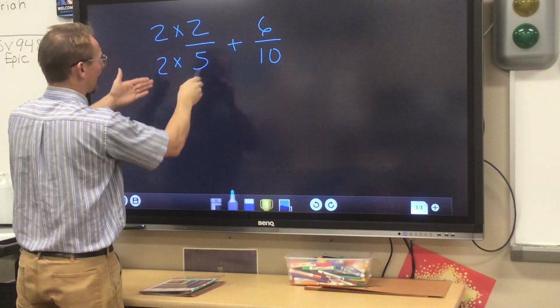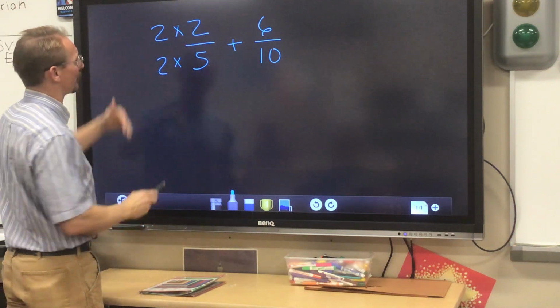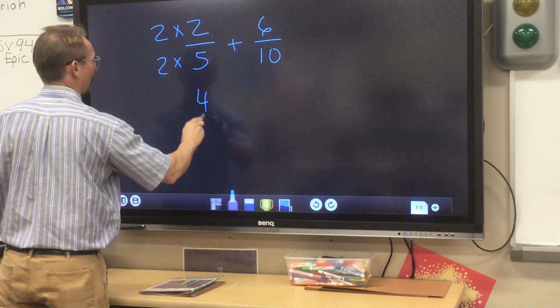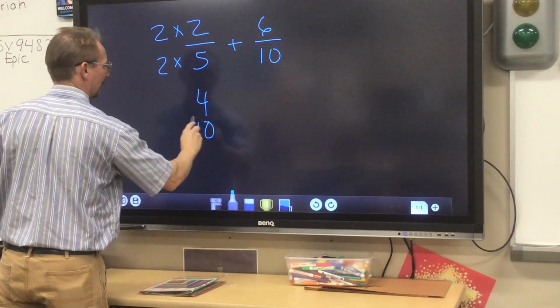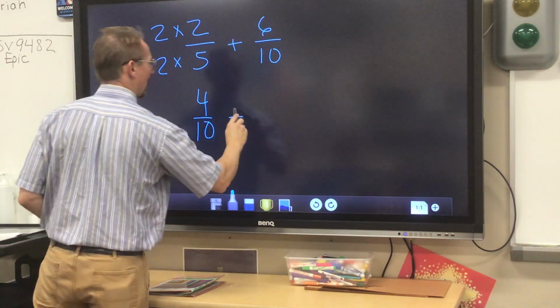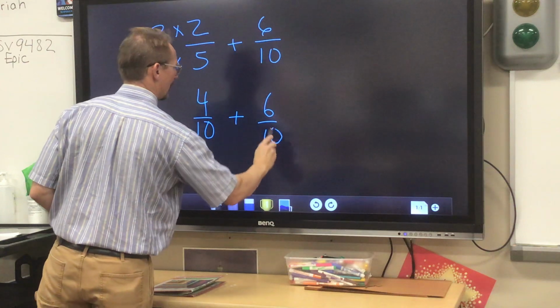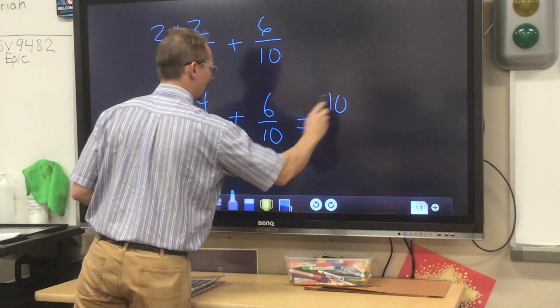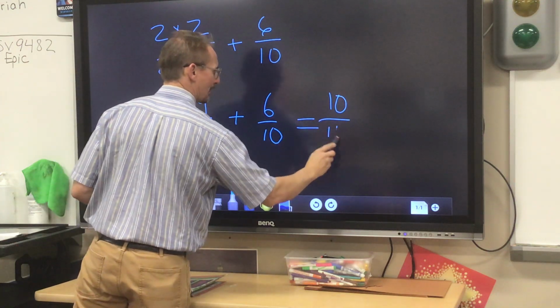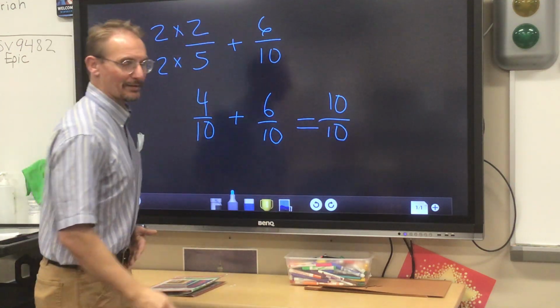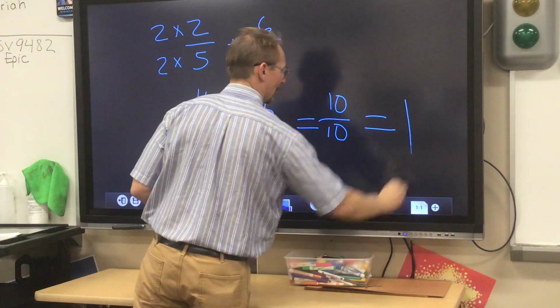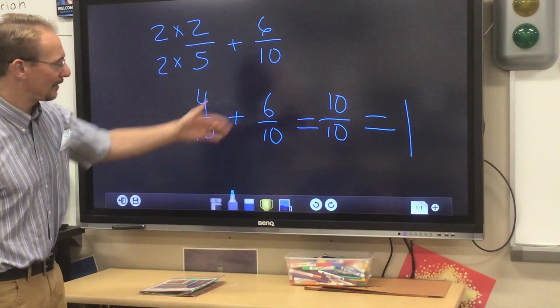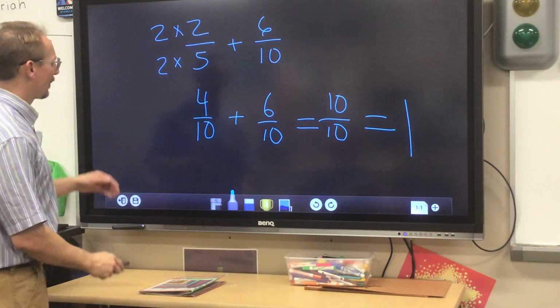So I decide I'm going to times it by 2. Whatever I do to the bottom, I do to the top. 2 times 2 is 4. 2 times 5 is 10. I'm rewriting my fraction here. I'm going to be adding that to 6/10. Look at this: 4 plus 6, that's 10. And my bottoms don't change when I'm adding or subtracting. So I have 10 out of 10, which again is the whole thing. It's one whole. I've got all the parts I need to build the whole thing.